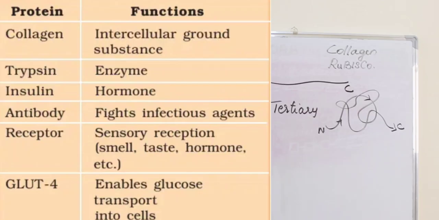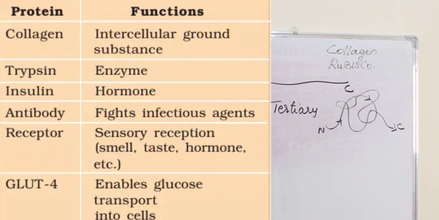This table in your textbook shows some proteins and their functions. Collagen is actually the most abundant protein in the animal world. Intercellular ground substance means it binds the different cells together. Then trypsin is the enzyme that, as you learned last year in class 10, digests protein. Then insulin is another protein hormone, and also, as we mentioned, antibodies or immunoglobulins fight against infectious agents. Then sensory receptors are for smell, taste, and so on.